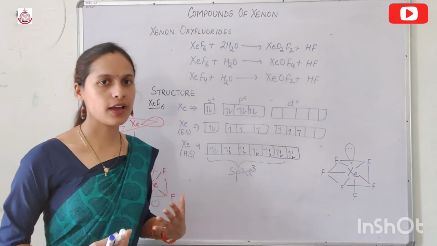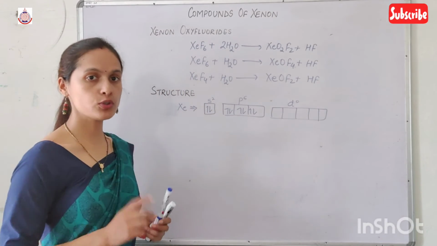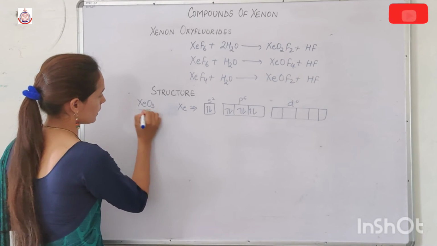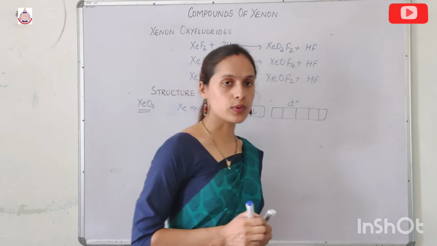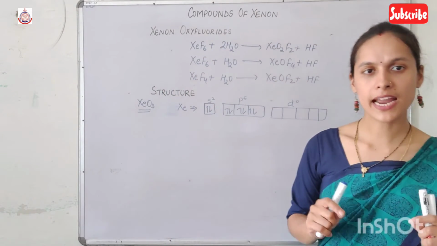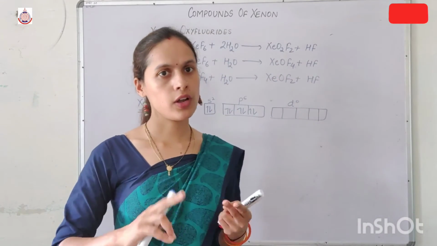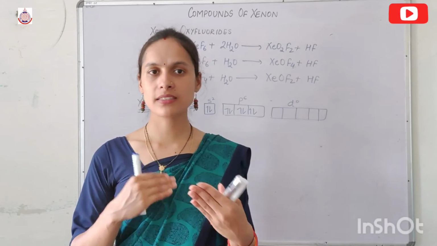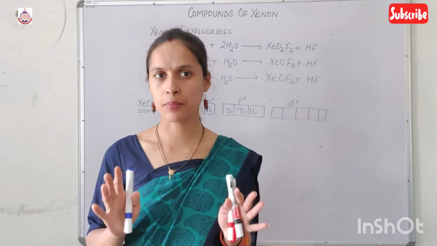Similarly, we can find out the structures of the oxides also. Xenon forms two types of oxides, XeO3 and XeO4. Now first, if I talk about XeO3. In oxygen, we have studied in 11th class that we want two bonds for each oxygen for completing its valency. Out of these two bonds, one is sigma and another one is pi. And the pi bond doesn't participate in hybridization.